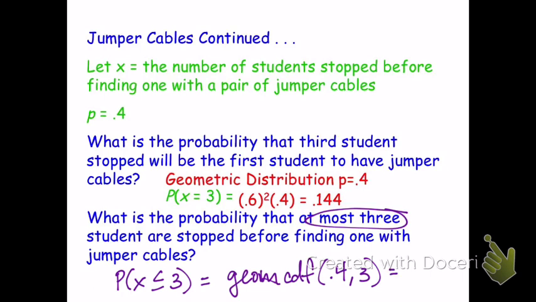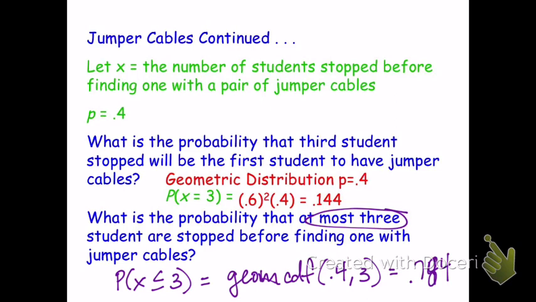How do you find this without using the CDF? I'll show you the formula here in a minute. And what do you get when you plug that in? 0.784. Thank you. This means, what is the probability that the first person, the second person, or the third person has jumper cables? Whereas the other one is just saying the third person.